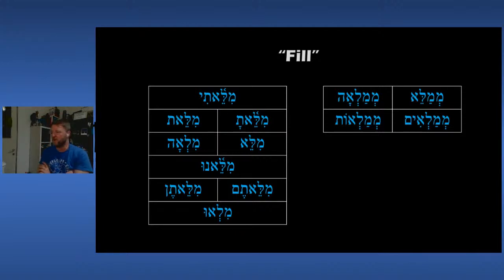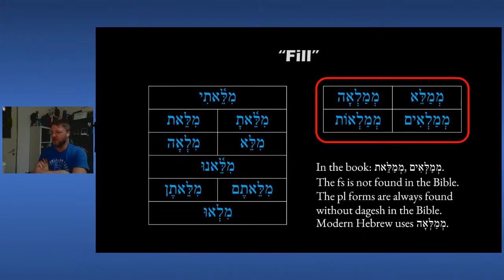The participle, memale. That's simple enough. We have an issue with memala'a. Two issues. Number one is that the book says memalet. Okay, memalet. It makes sense that it would be memalet, but speakers of Hebrew say memala'a instead of memalet. The book has different forms than what we normally see.